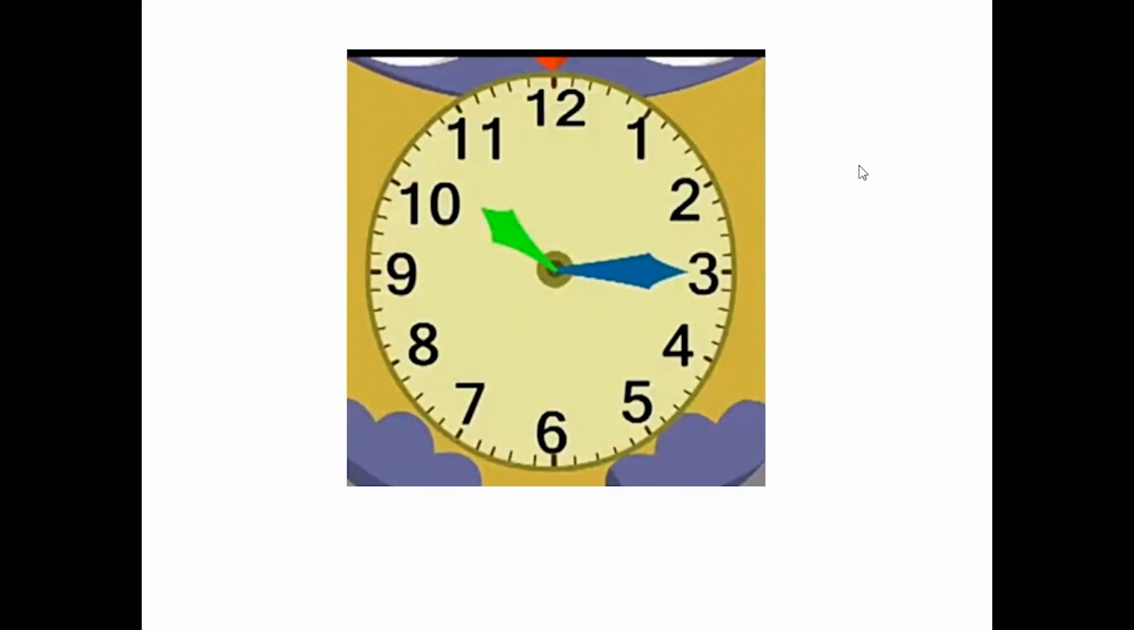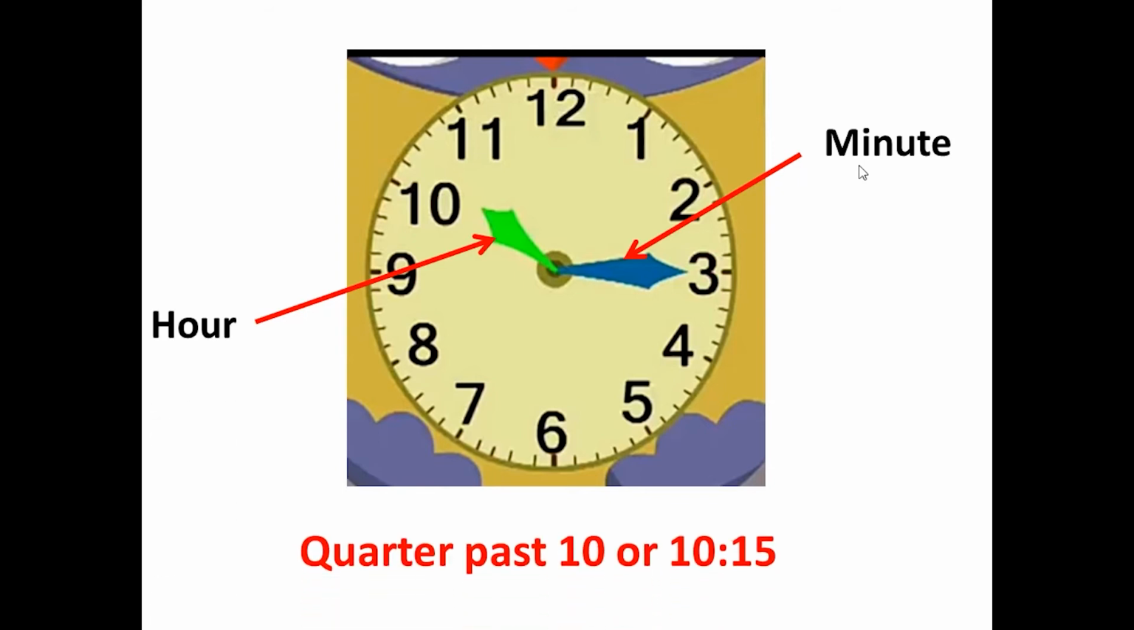Now we will learn how to read and write the quarter past and quarter to time. Let's begin with quarter past. Children, when the minute hand is at 3 and the hour hand is a little after 10, we say that the time is quarter past 10 or 10 hours 15 minutes.